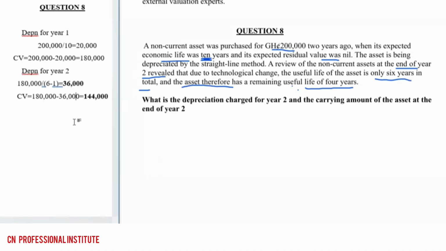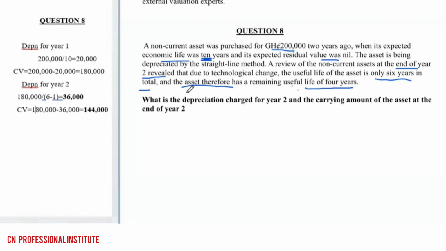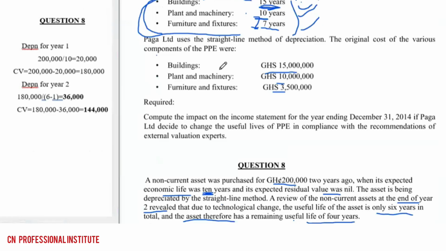But we said that with the change in estimate, the very year in which the change happened is the year in which we are going to reflect the change. So if in this question the change happened in year two, so we are calculating depreciation for year two, we have to use the new revised life in year two. That's all. If you look at question 7 that we solved here, it was the same thing.